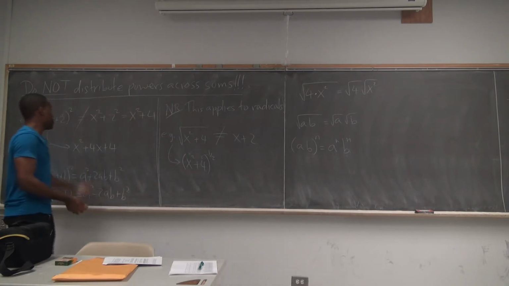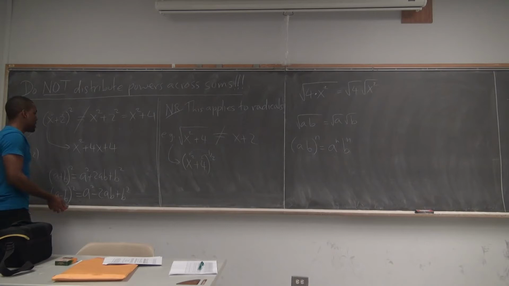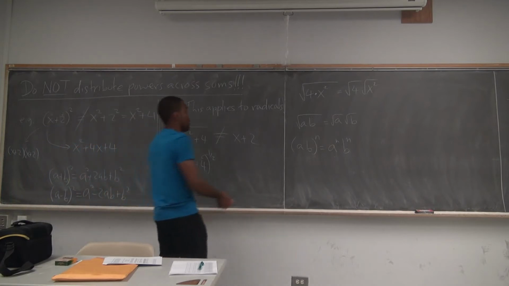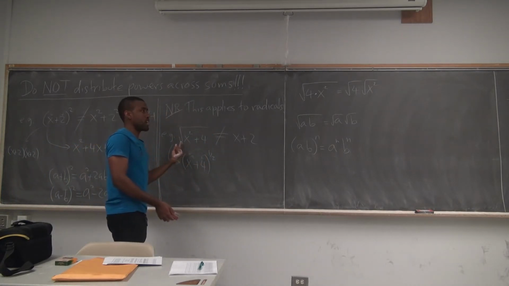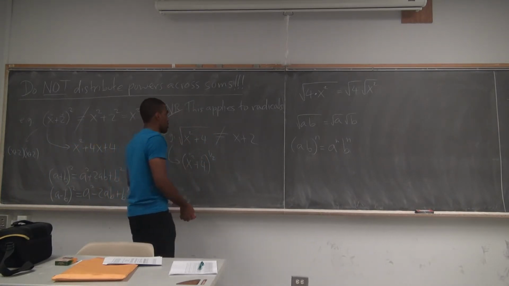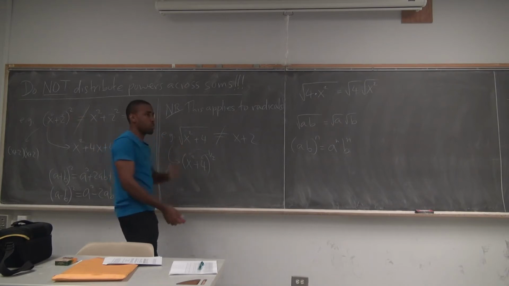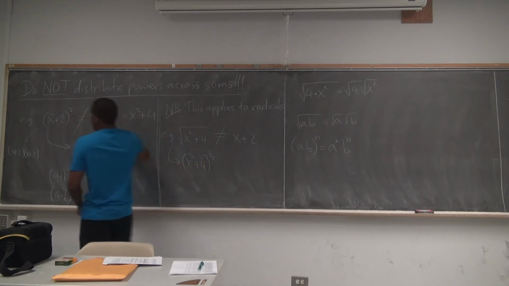So yeah, don't distribute powers across sums. Big no-no. You get into a lot of trouble because you're losing a lot of information when you do that. And it applies to radicals. Remember, radicals are powers. So if something cannot work with a power, it won't work with a radical. So be aware of that.